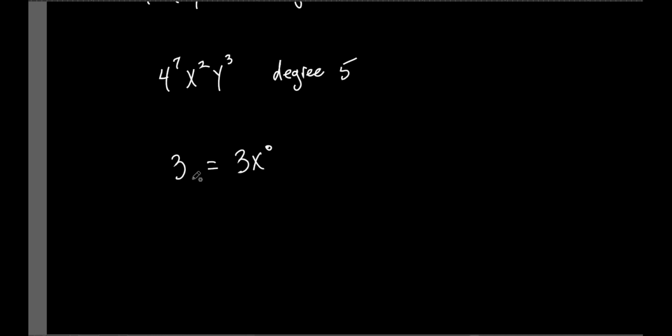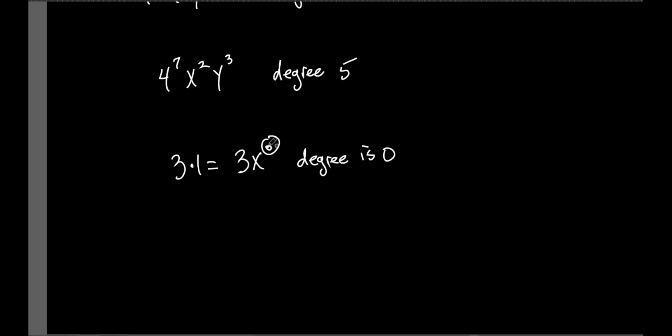So you could rewrite this like this, couldn't you? Because it's 3 times 1. 3 times 1 is 3, right? X to the 0 is 1. So this is true, isn't it? 3x to the 0 is 3. Now I've got it written in the monomial form. So now what's the degree of this? The degree is 0, because that's the exponent on the variable.